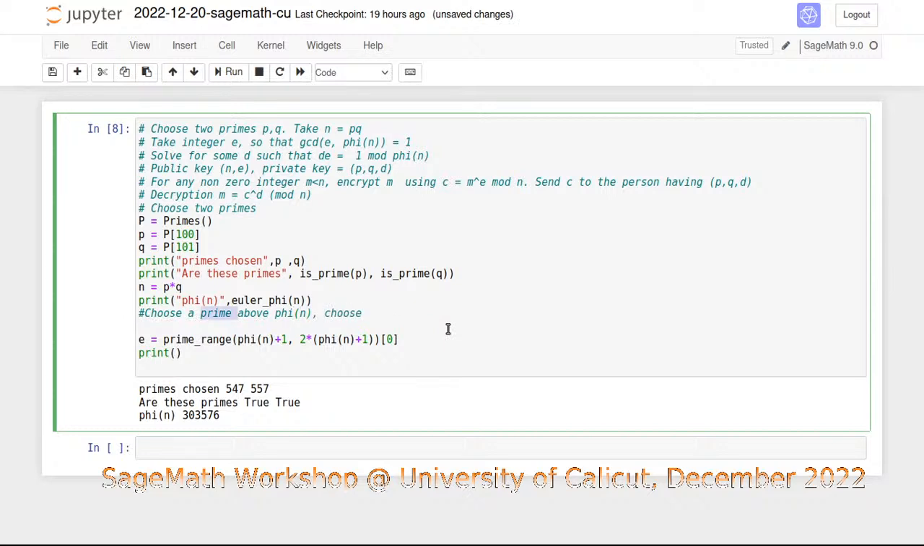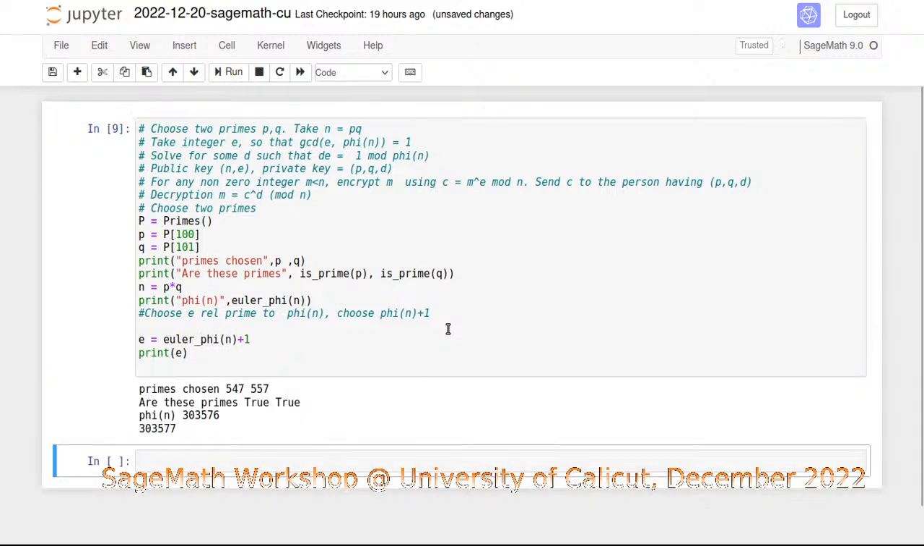Choose E relatively prime to phi of n. Choose phi of n plus 1 itself. You will choose phi of n plus 1. Good, thank you. So E is taken to be phi of n plus 1. Euler phi. That's okay. So 303577. So we have two numbers.